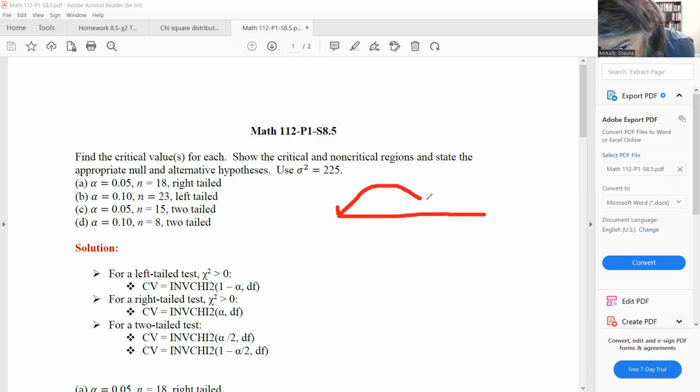And chi-squared, remember, is skewed. So it looks something like that, right? Now it's right-tailed. So it's going to be somewhere over here, okay? Say this is where my critical value is, right there. Now, that means that the area to my right is 0.05.